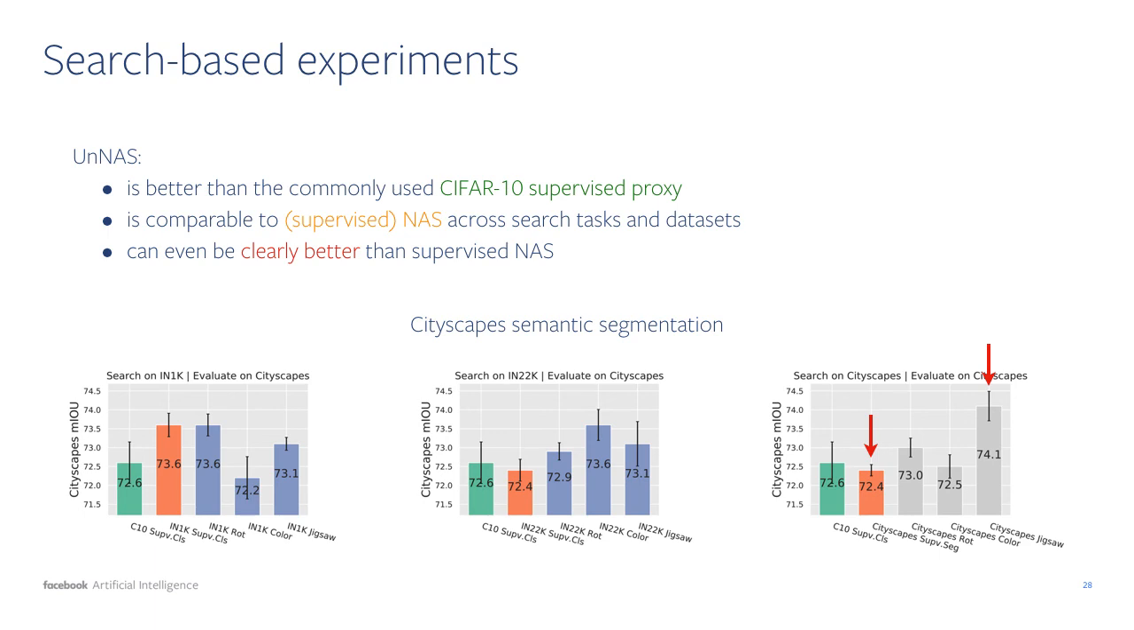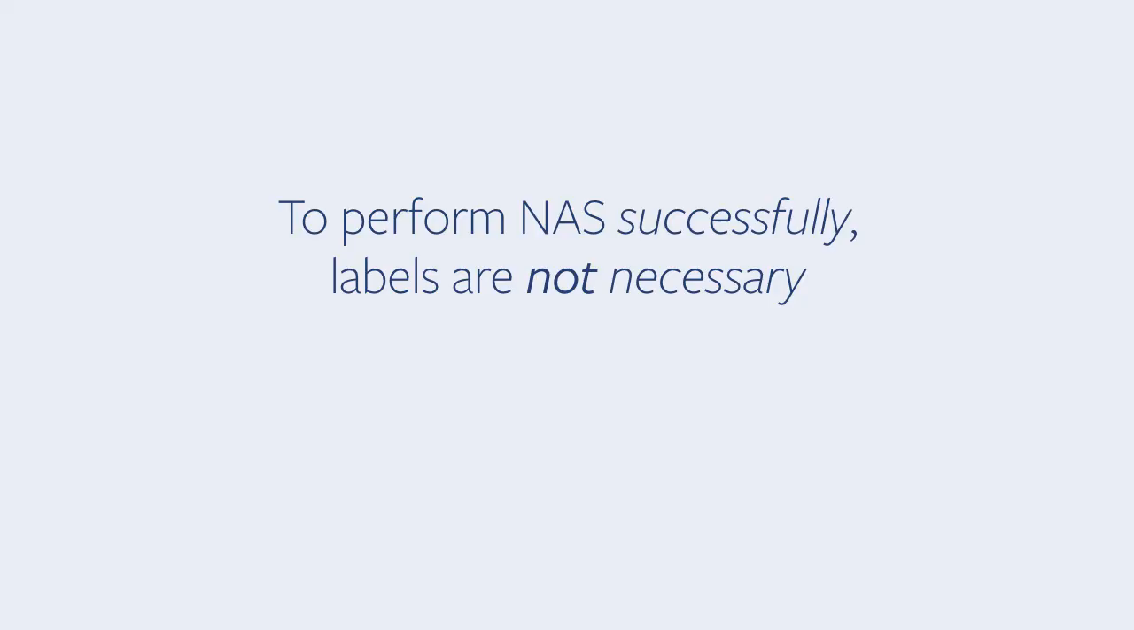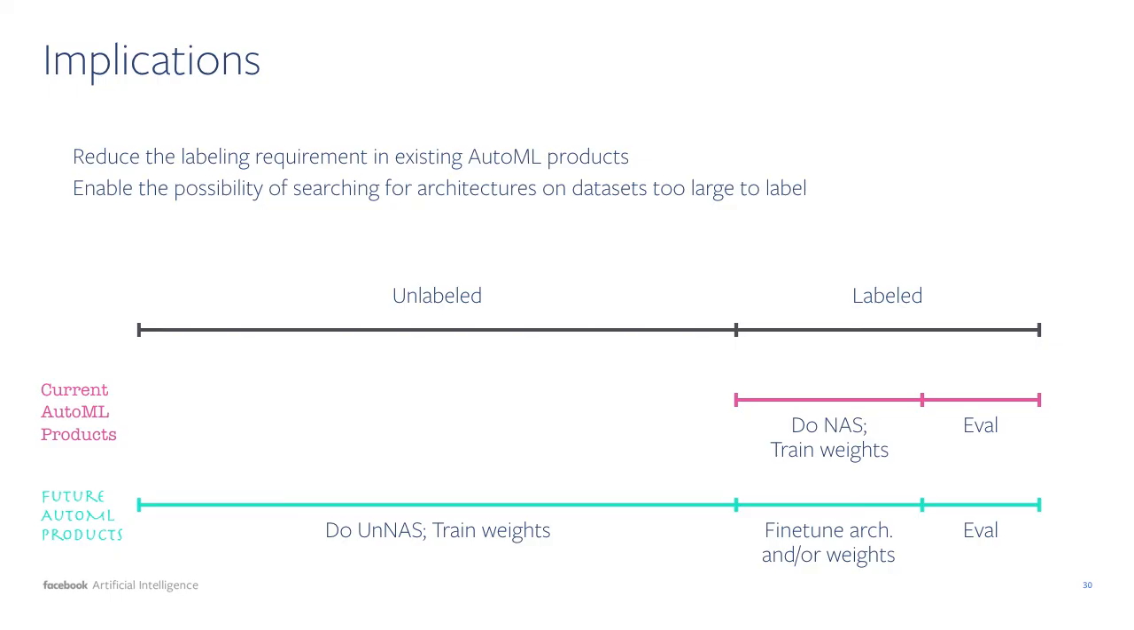The conclusion is very similar, that UNNAS architectures are comparable to the supervised NAS architectures. We even found a case where the UNNAS architecture is clearly better than the supervised NAS architecture, as highlighted in red. Putting together the two experiments, we feel comfortable claiming the following take-home message. To perform NAS successfully, labels are not necessary.